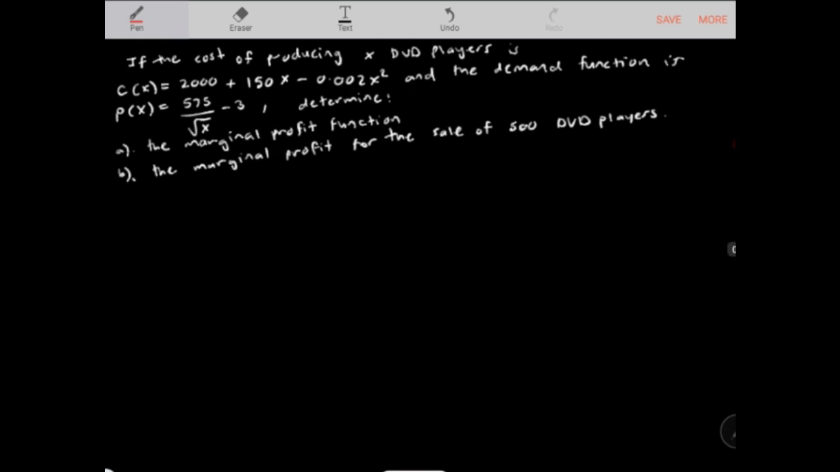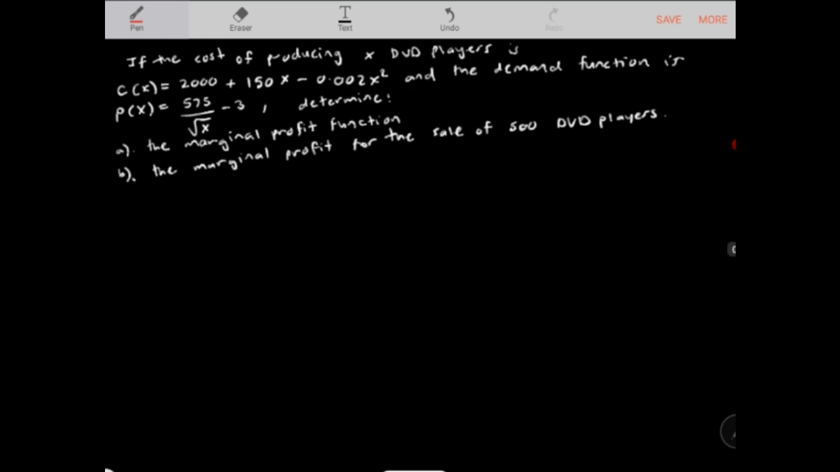Alright, let's take a look at some examples of where we can apply the marginal revenue, marginal cost, and marginal profit ideas. So if the cost of producing x DVD players is C of x equals 2000 plus 150x minus 0.002x squared, and the demand function is P of x equals 575 over square root x minus 3, determine the marginal profit function and the marginal profit for the sale of 500 DVD players.